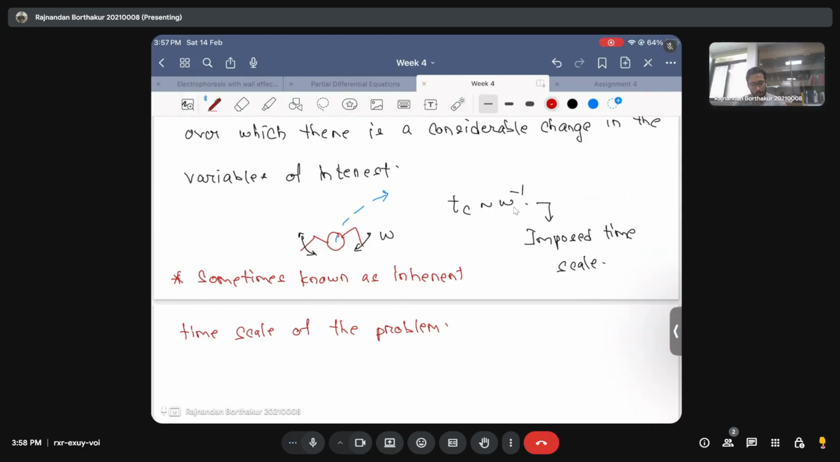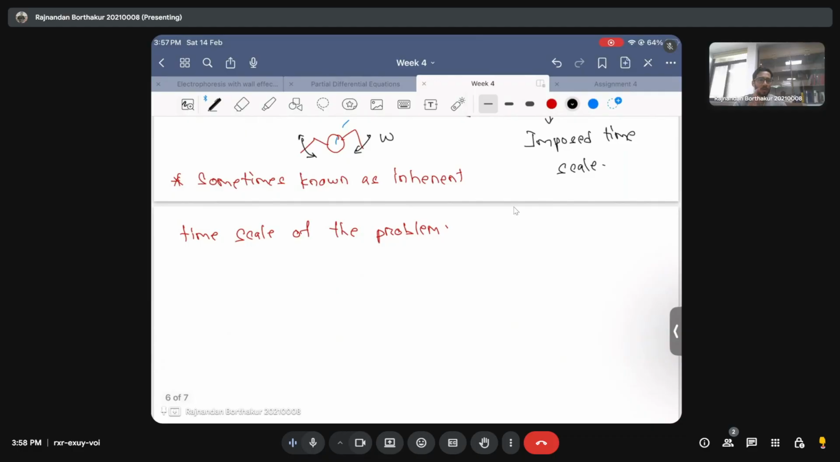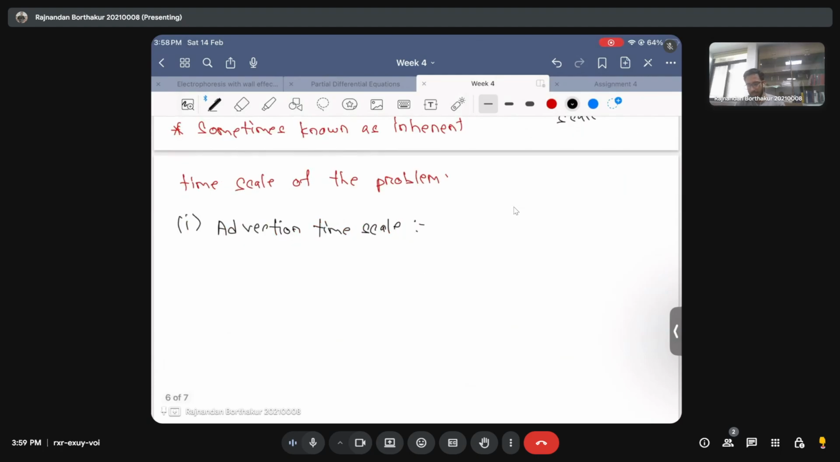Okay, but this is not the only time scale that can arise, because we can also have something which is known as an advection time scale. So basically we have two other time scales that we can typically have. One is called the advection time scale. Okay, and maybe if I write down the Navier-Stokes equation, this advection time scale will be clear to you.